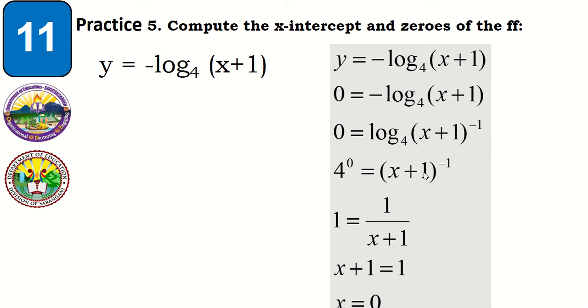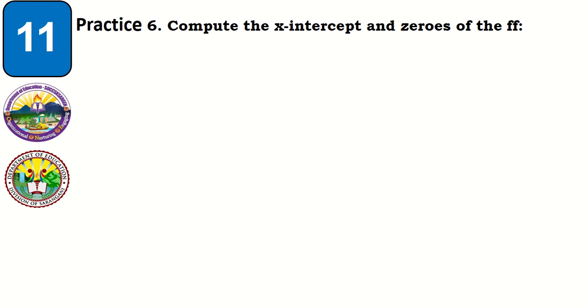We know that this can be transferred to a positive exponent. This is negative, and we find it by finding the reciprocal. So that is 1 over x plus 1 to the power of 1. And that is, by cross multiplication, 1 times x plus 1, or multiplying both sides by x plus 1, and x plus 1 cancels, and you've got 1 equals x plus 1. And therefore, x plus 1 equals 1. By the addition property of equality, you've got x equals 1 minus 1, and that is 0. So therefore, the x-intercept is 0, and the 0 is 0.